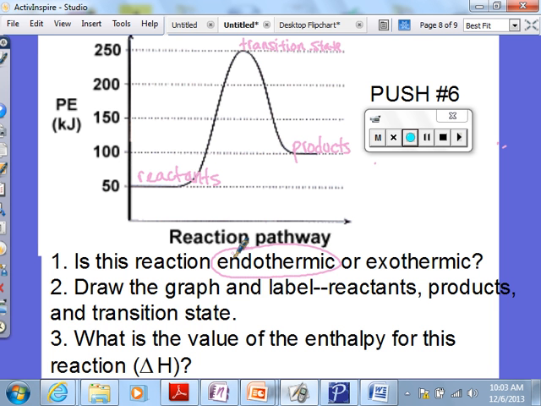So if it was exothermic, the graph would be? Yes. So if it was exothermic, the products would have to come down below the reactant.